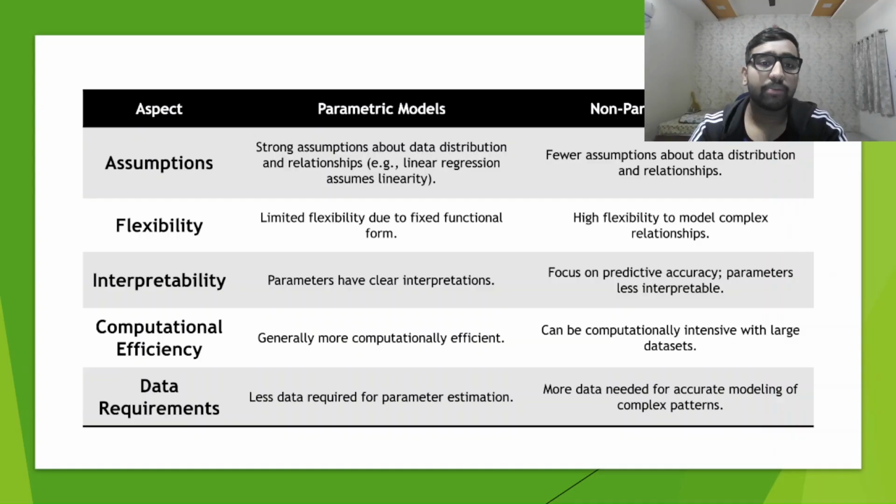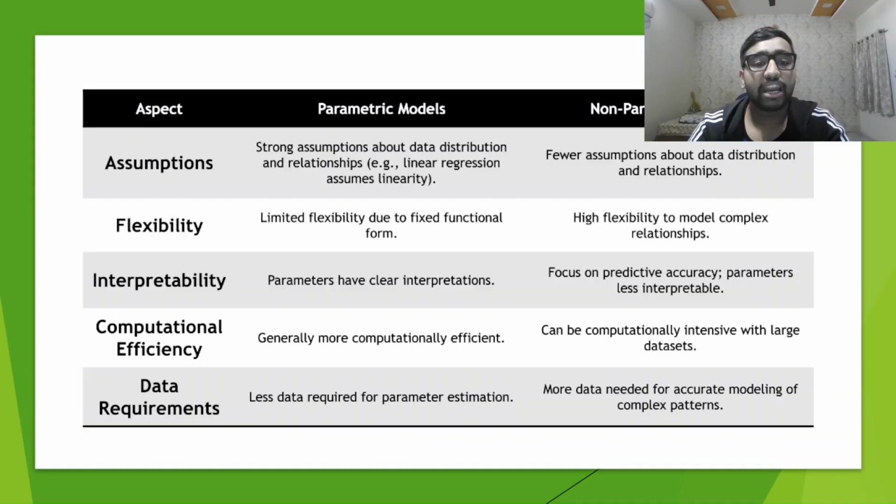Flexibility. The parametric models have limited flexibility due to limited functional form, because much of the processing and many of the steps in the building of the model, or in the prediction for a given data point, are done based on the decided parameters. Hence all the processing is done in accordance with those parameters. Therefore there is limited flexibility. Whereas in non-parametric models, there are not any such parameters that exist. Hence it gives you high flexibility to model complex relationships.